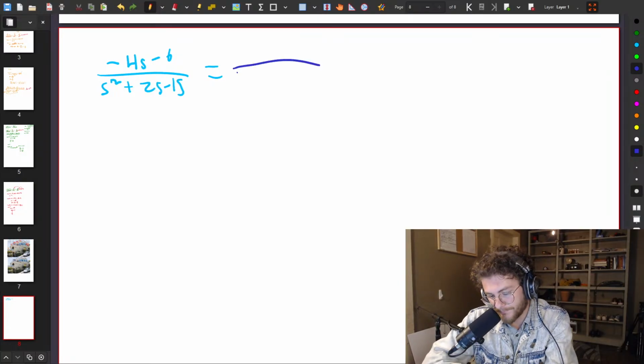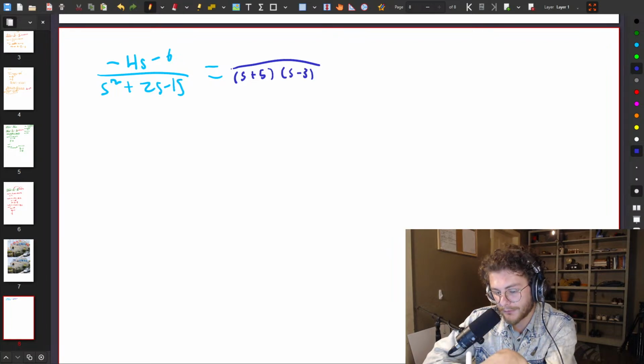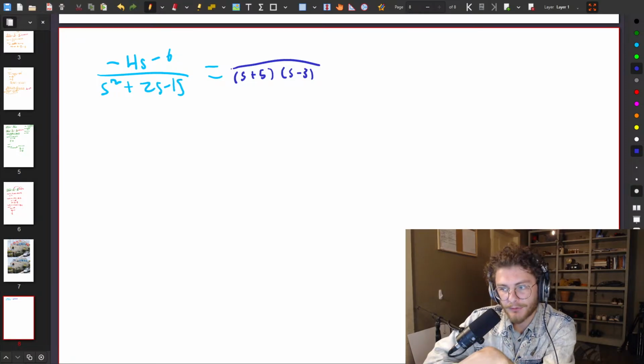That's gonna be not s minus 5, but s plus 5, s minus 3. Why? Because in the middle two terms, you're adding them. So 5 minus 3 is positive 2. That was our problem.